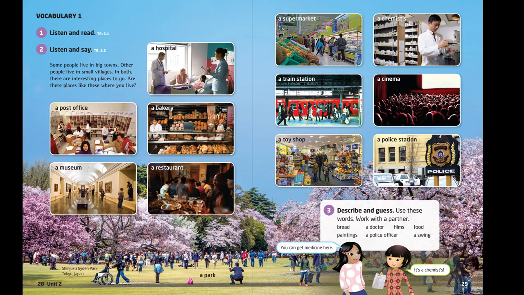Unit 2. Track 2.1. Vocabulary 1. Activity 1. Listen and read. Some people live in big towns. Other people live in small villages. In both, there are interesting places to go. Are there places like these where you live?